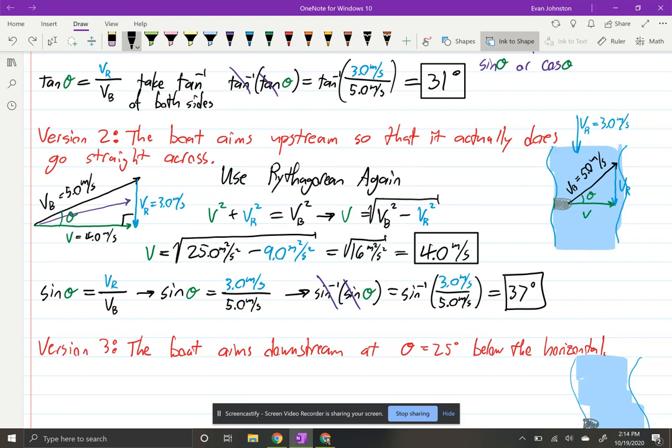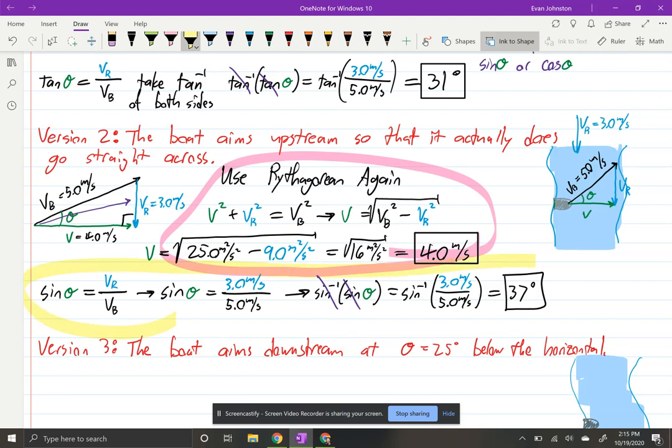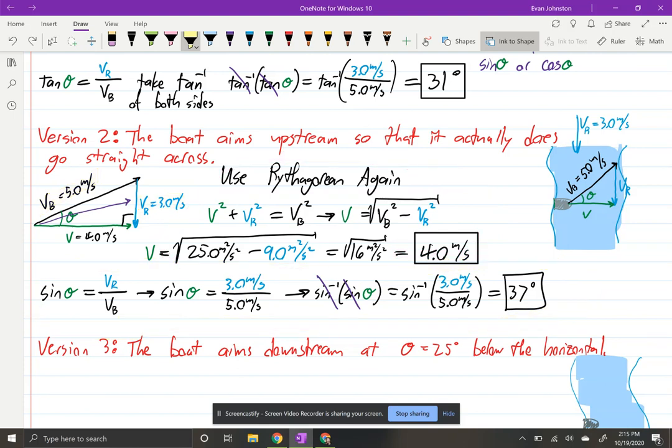Now, I want to backstep and say that right here, we could have done all this Pythagorean stuff second. Everything right here in the yellow, we knew when we first were given the problem. We knew the speed of the boat, we knew the speed of the river, and so we could have just used sine first. We could have done the yellow part first, and then the Pythagorean theorem part second. So these two are totally independent of each other because we used sine.